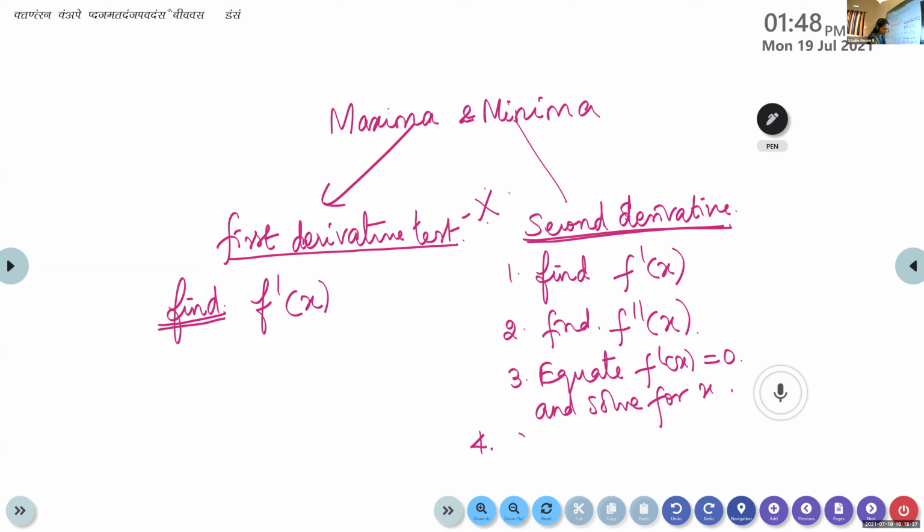Now substitute this in f double dash of x. Given the function f of x, we find f dash of x and f double dash of x. Equate f dash of x to 0 and solve for x. Once we solve, we will get some values. Sometimes we get one value or sometimes more than one value. Substitute that value in f double dash of x.